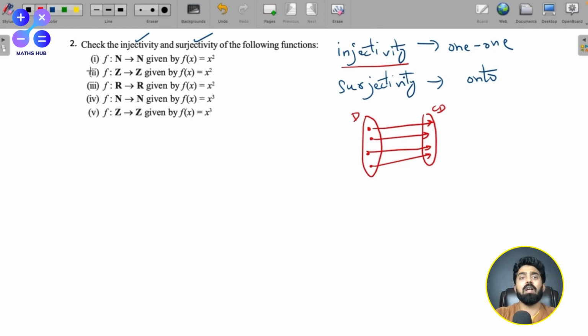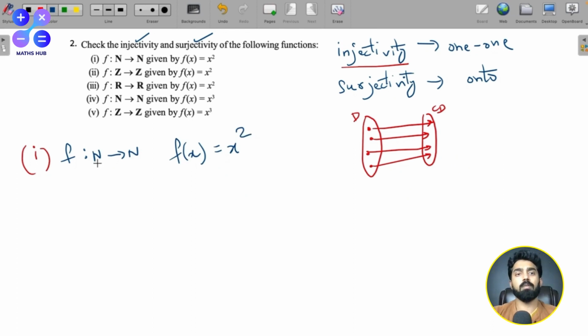Now let's see which of these functions are passing these criteria. The first one is f from natural numbers to natural numbers, where f of x is x square. So this domain is natural numbers, the codomain is natural numbers, and f of x is x square. So is it one-to-one?